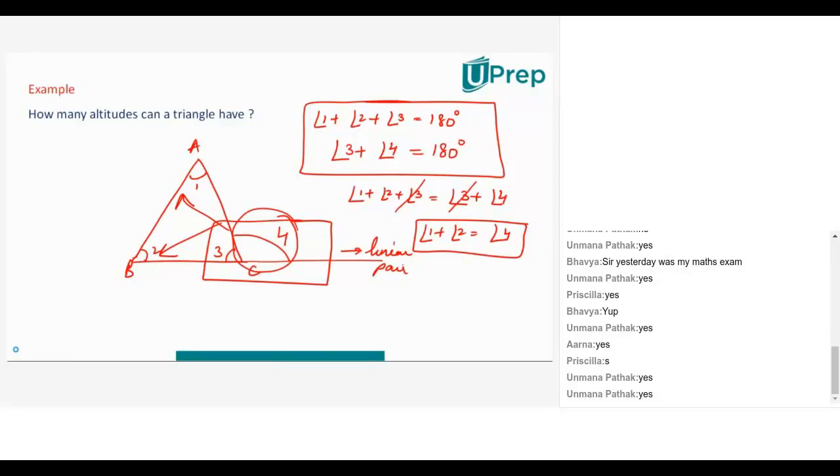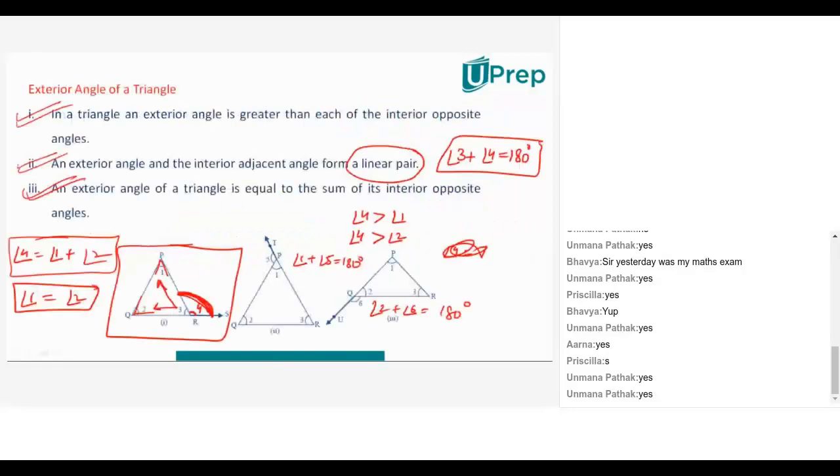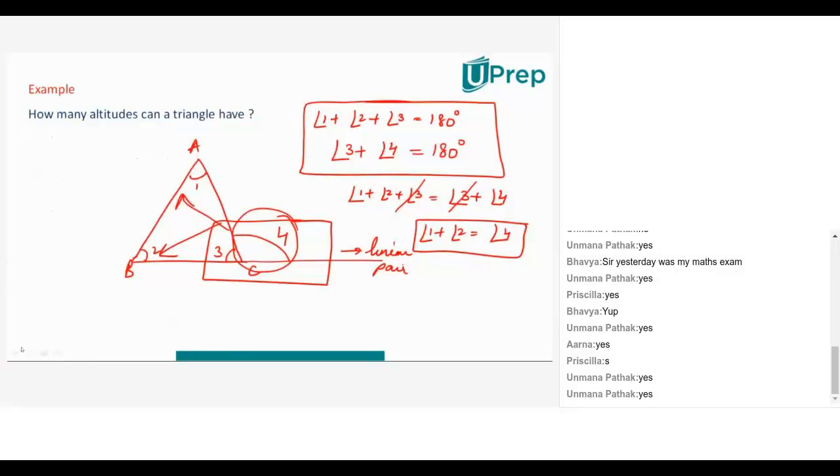Cool. Is the why behind the third property clear to you guys? Why behind this? Is this clear? No. Sure. Can we move on? Is everyone clear till here? Yes. Sure.